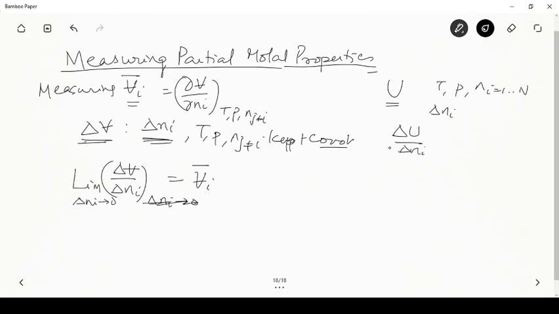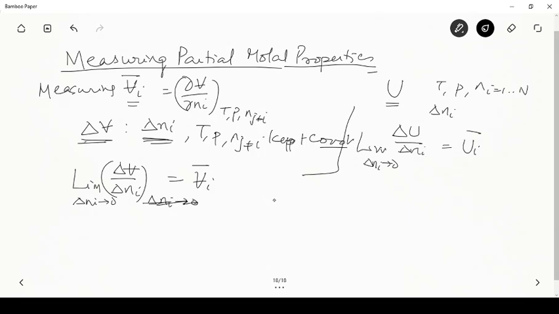So I can actually plot delta U for various values of Ni like that, and the slope at each location will be this. So the limit as delta Ni tends to 0 of this will give me Ui bar. Likewise, if I measure Vi bar and maybe Ui bar, then from that I will be able to evaluate the other quantities by using the relationships that I have between the various things.